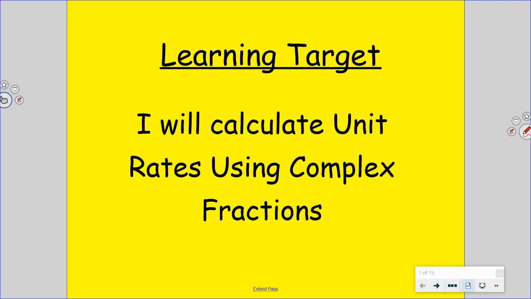And welcome back, everybody, to another lesson on rates. This time calculating unit rates when using complex fractions. If you're asking yourself what is a complex fraction, that would be coming up.